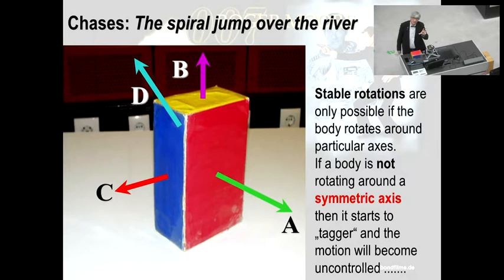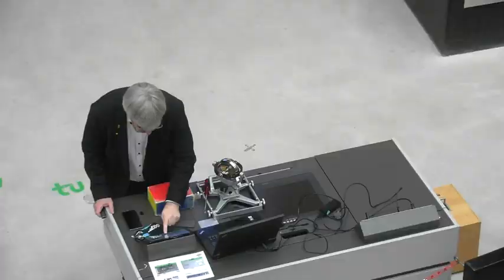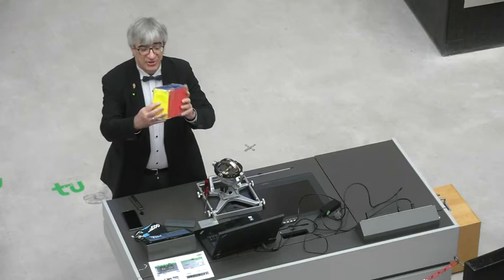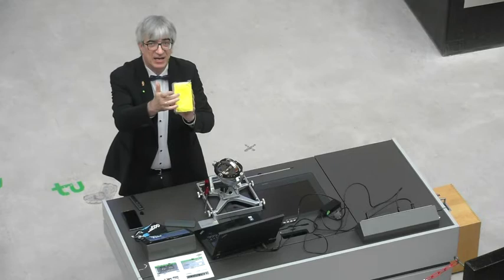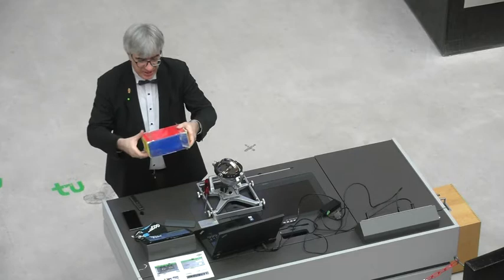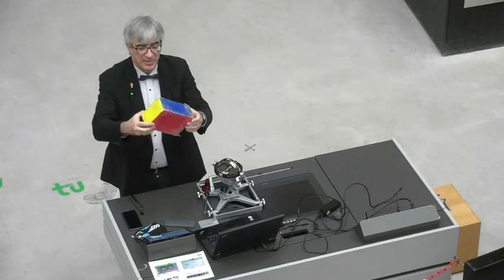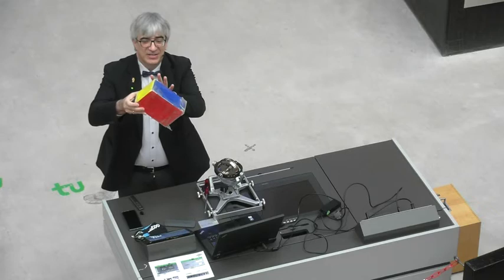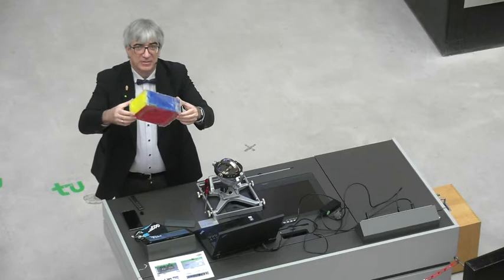And then something happened, I can show this to you. Here I have this body. And this means when I rotate this body around this axis, which is going through this yellow area in the middle, then the rotation is stable. You see that it's a stable rotation around this axis. When you now make a rotation around this diagonal axis, then you see that this body starts to stagger and the rotation is absolutely not stable.